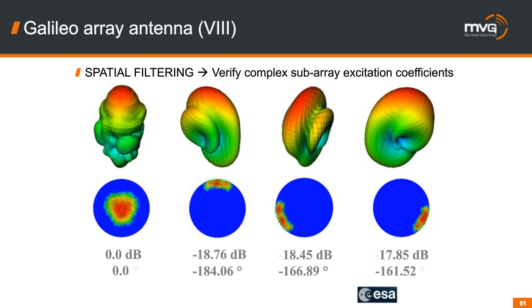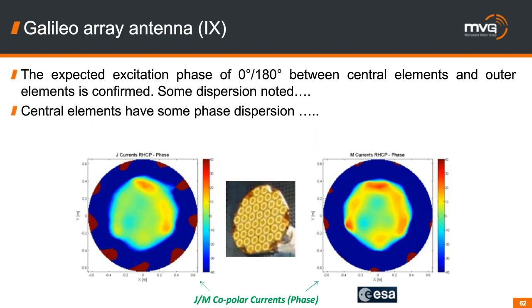But let's check also the phase distribution of the current. The copolar electric and magnetic current phase distributions are reported in this slide on a normalized minus/plus 40 degrees scale. Some phase dispersion of the central elements can be noted on both distributions. In particular, approximately up to 30 degrees phase deviation is observed in the central part of the array. Such phase dispersion is one of the contributing factors to the axial asymmetry observed in the measured radiation pattern of the array.